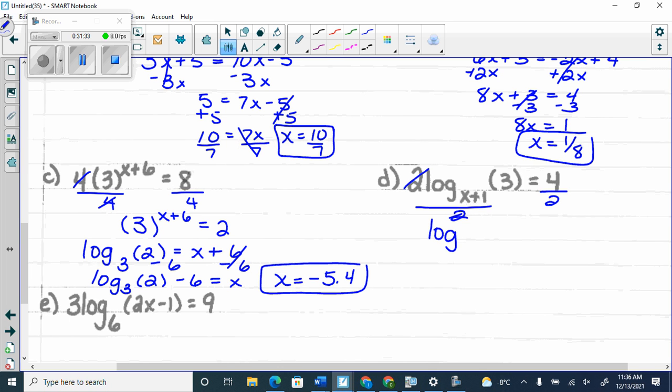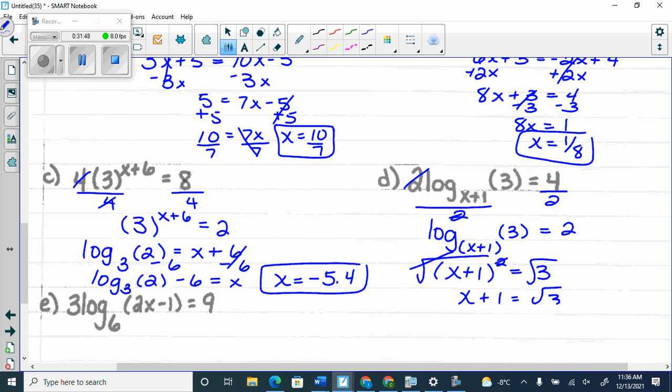This one I have to divide the 2 over. Log base x plus 1 of 3 equals 2. x plus 1 squared equals 3. Square root. x plus 1 equals root 3. x equals negative 1 plus root 3, which is 0.73. And then this one I have to convert as well.